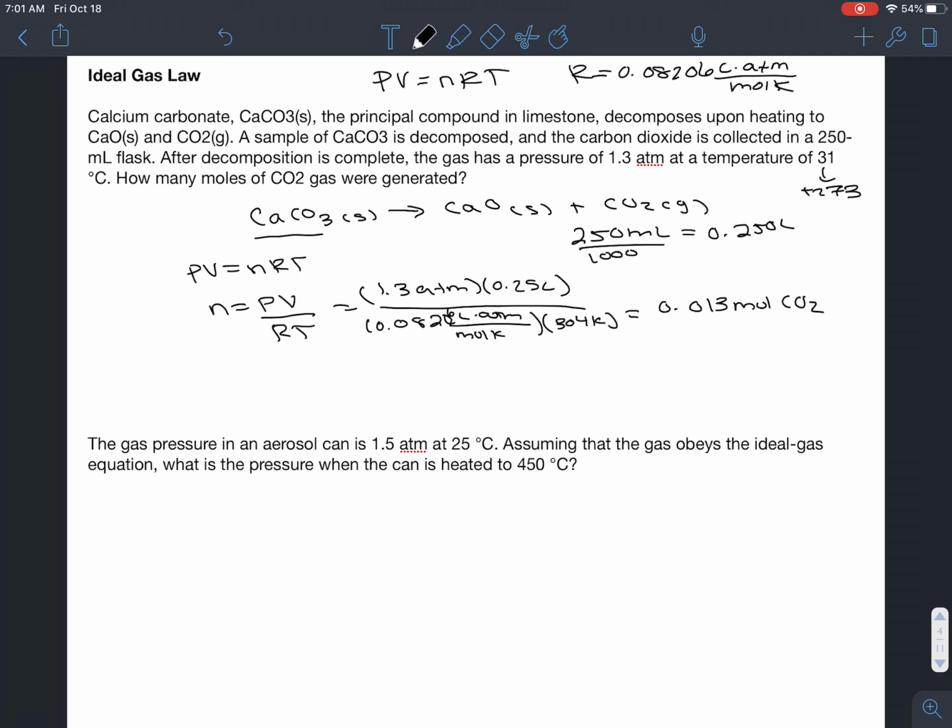The gas pressure in an aerosol can is 1.5 atm at 25 degrees Celsius. This is a practice of gas laws, and sometimes you won't be told which type of gas law you have. So we are here given a pressure and a temperature. Assuming that the gas obeys the ideal gas equation, what is the pressure when the can is heated to 450 degrees Celsius? Just because it says assuming that it follows the ideal gas law doesn't mean that you need to use the ideal gas law, because the ideal gas law was created from a couple of different gas laws.